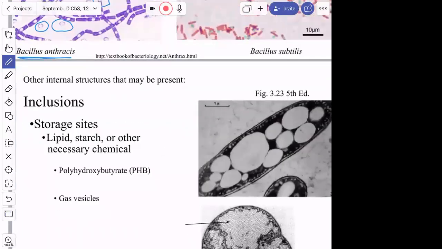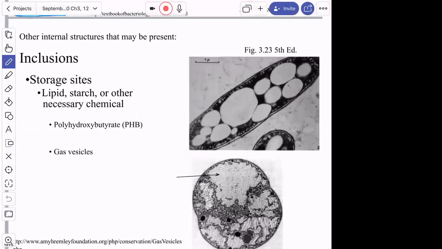All right. So the only other structure that I want to mention that's inside bacterial cells, and again, just some bacteria, are inclusions. And there's a lot of different kinds of inclusions. Certain bacteria will be able to collect certain ones, but these are just storage sites. Okay, and the bacteria could be storing a variety of different things for a time, say when the nutrients are not as available. Could be some kind of lipid or starch or some other necessary chemical. And there's a couple examples of inclusions.